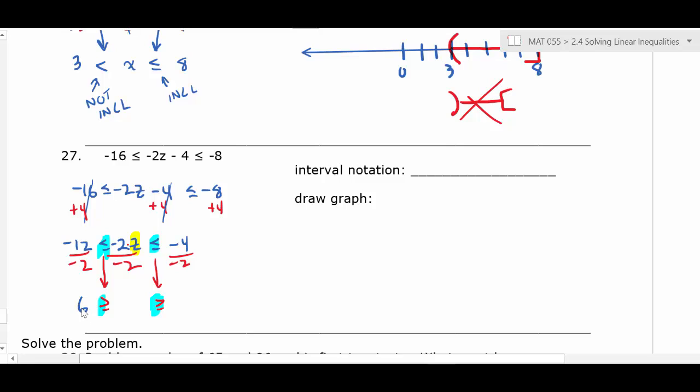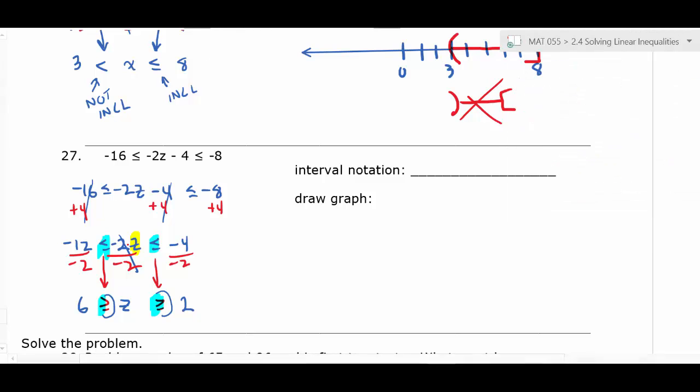Okay, so this is 6. That becomes z, and this becomes 2. And see, the thing is, 6 is bigger than 2. So Pac-Man is devouring the bigger number, see? Okay, that's another way to help you understand that, I guess.